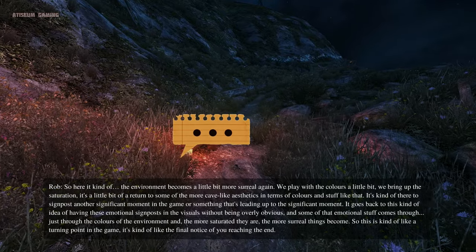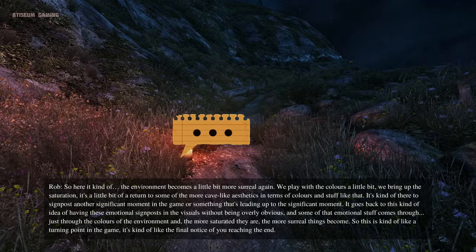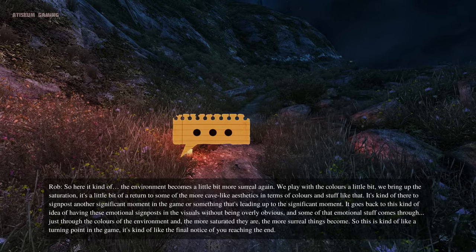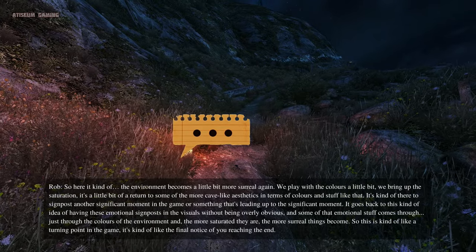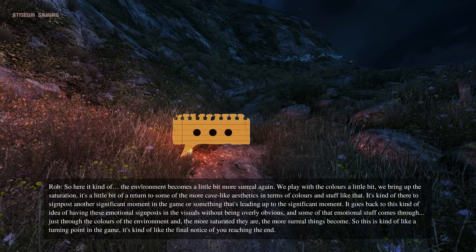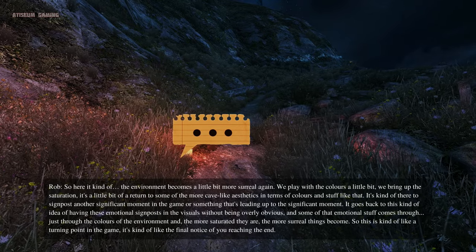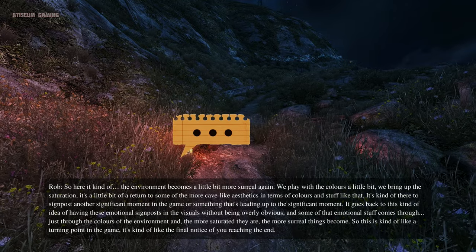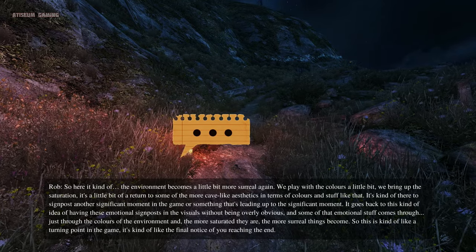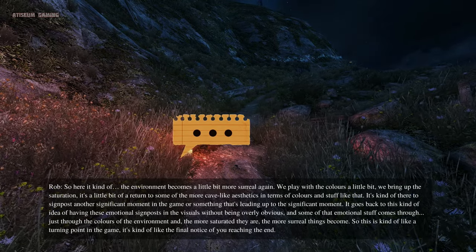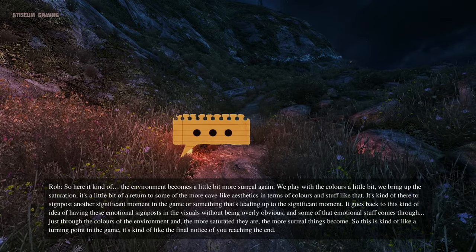Some of that emotional stuff comes through just through the colors of the environment. And the more saturated they are, the more surreal things become. So this is like a turning point in the game. It's like the final notice of you reaching the end.